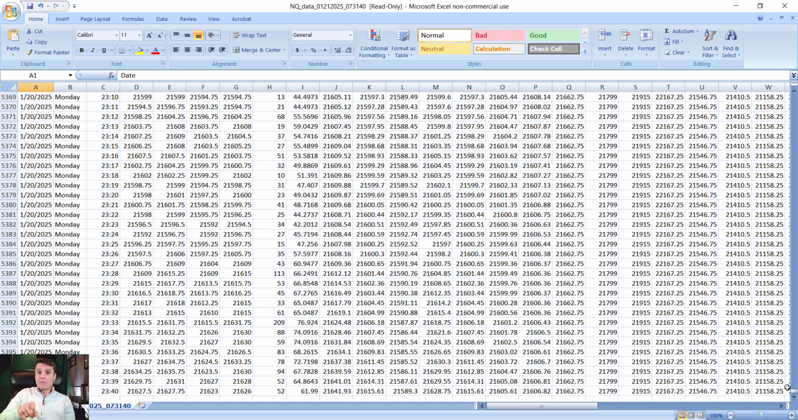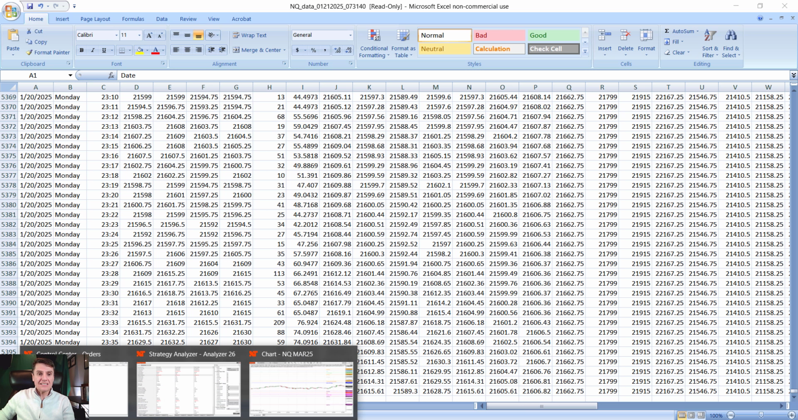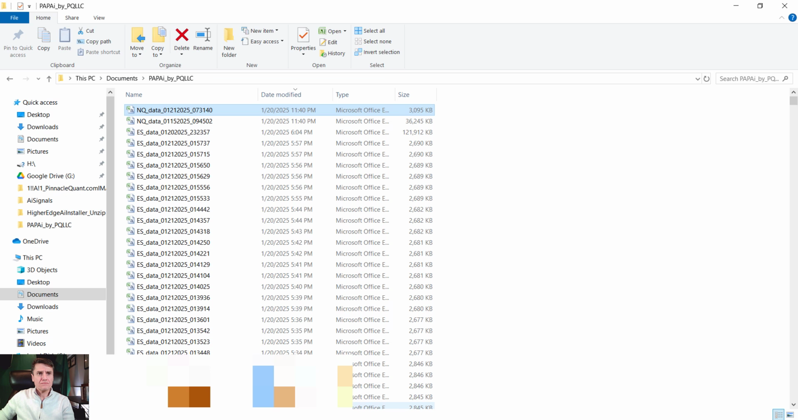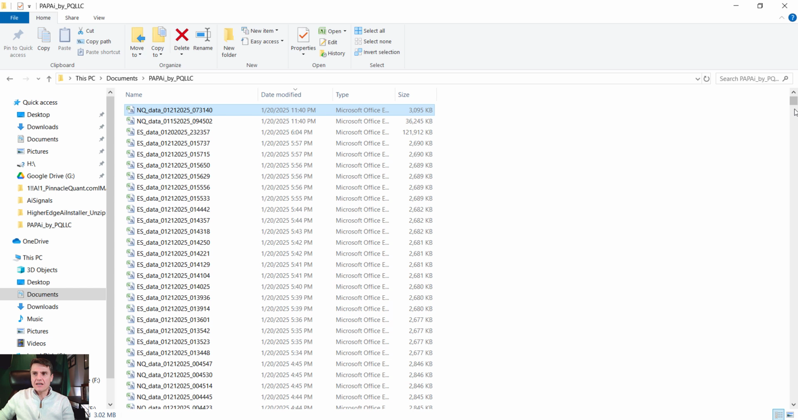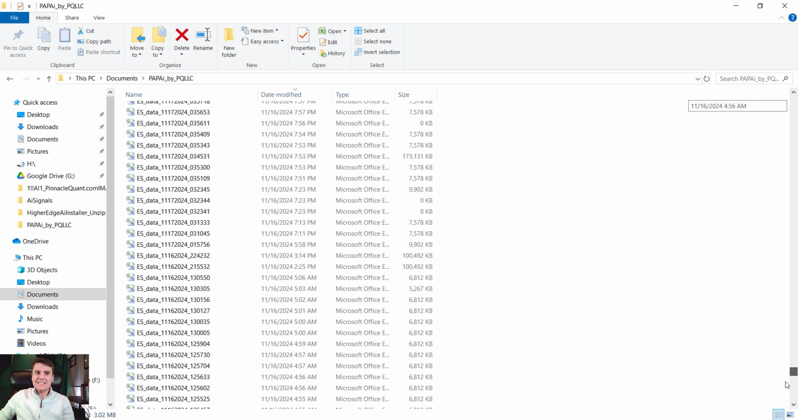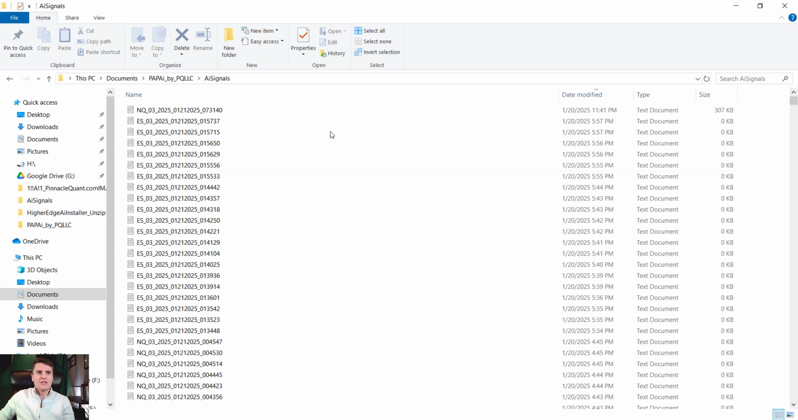Now, remember how I said the CSV model is read-only? You can touch this, it will not impact the data that's coming in. However, that is not the case with the TXT file, okay? The TXT file, which is where the signals are being written, is not the same. The TXT file right now is being populated. If I double click it and open it, it is not going to write at that moment. While it's open, it's not going to write.